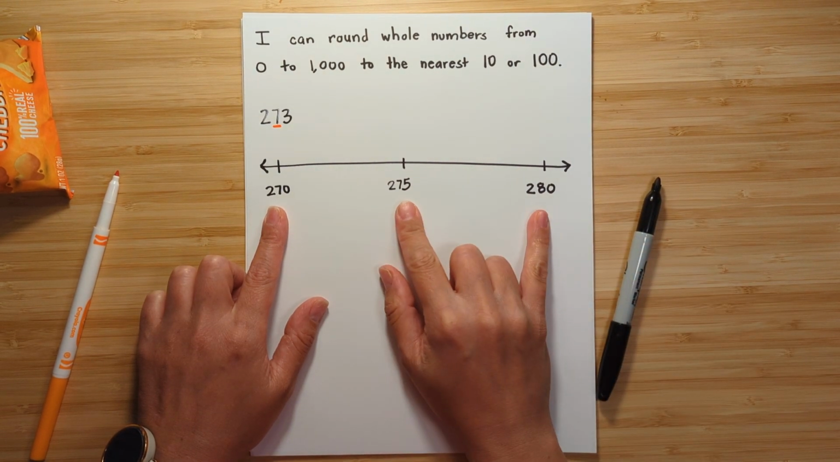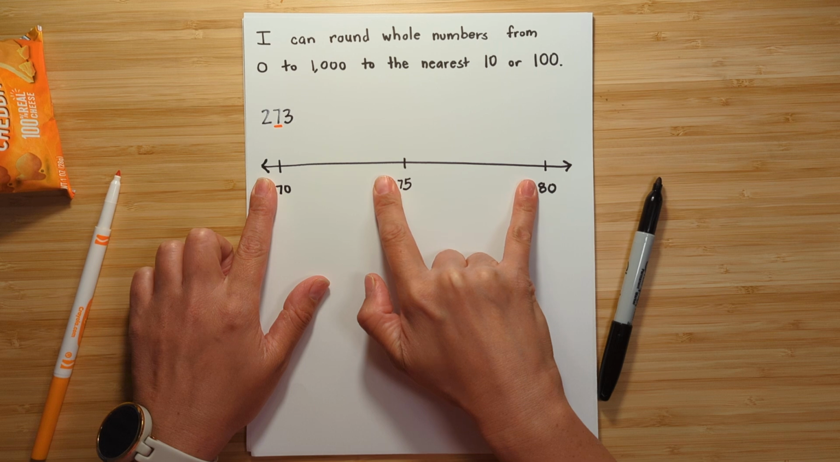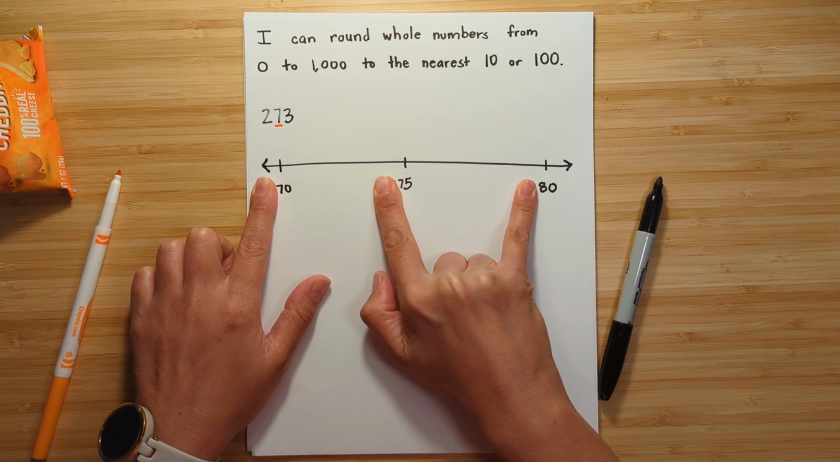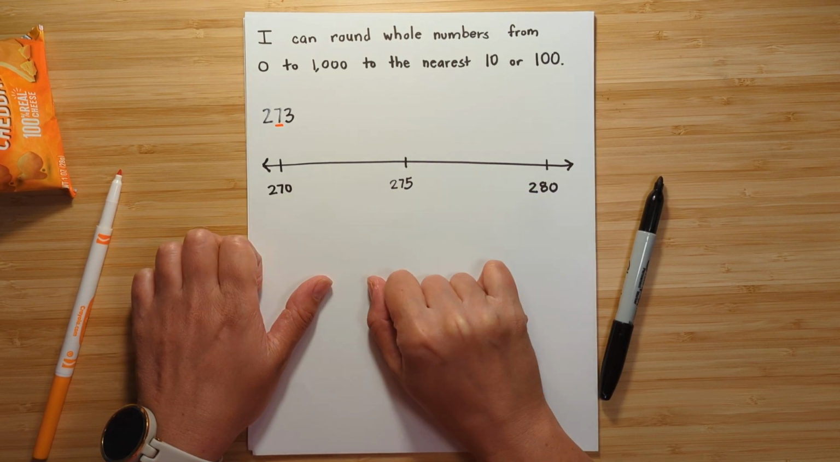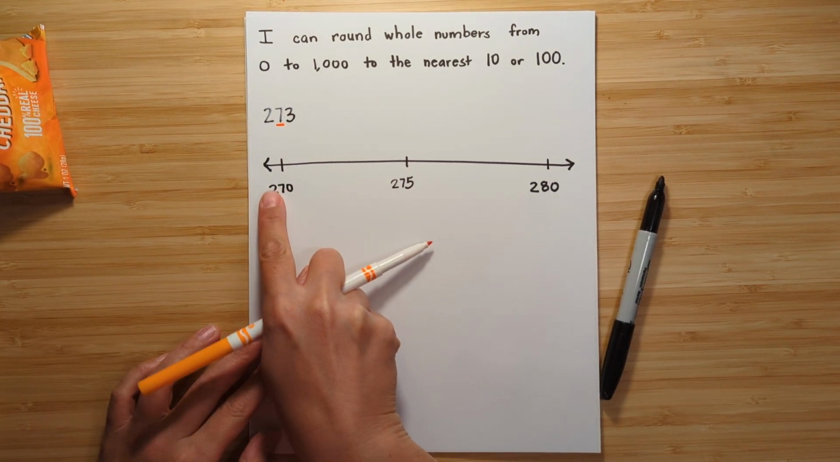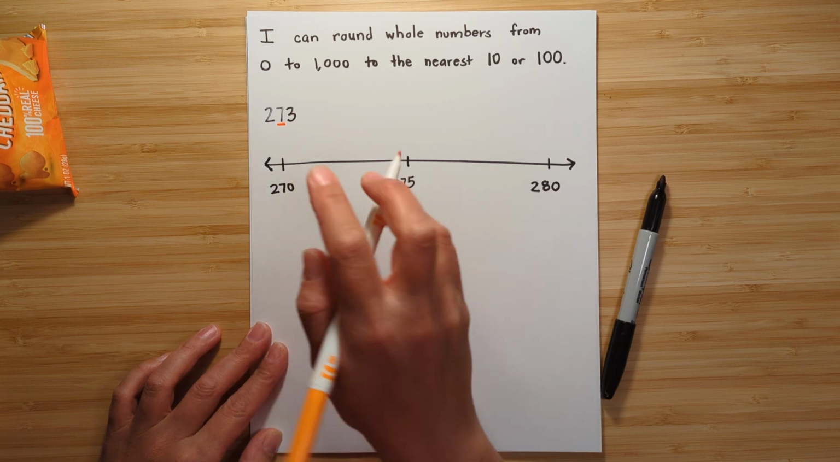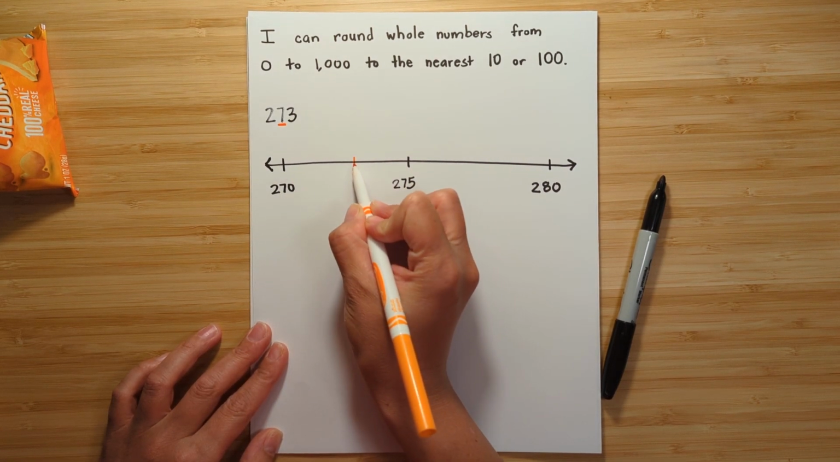And if the bigger values ever trick you or confuse you, you can always just look at them as smaller values, right? In between 70, 80, 75. All right, the next thing I'm going to do is I'm going to plot 273 on this number line. So 273 would go right about here-ish.